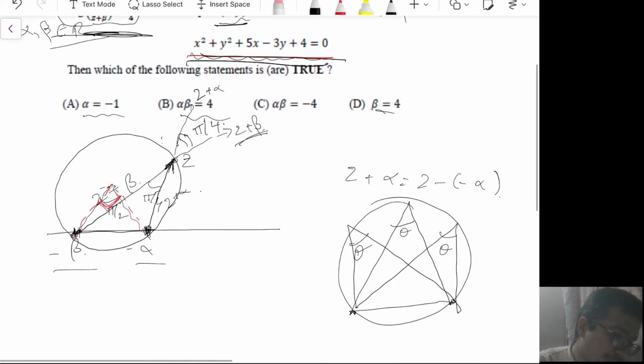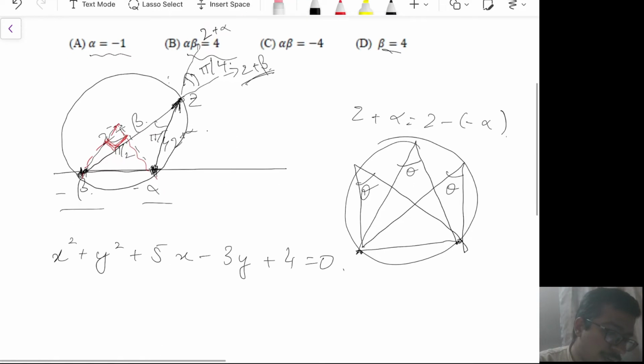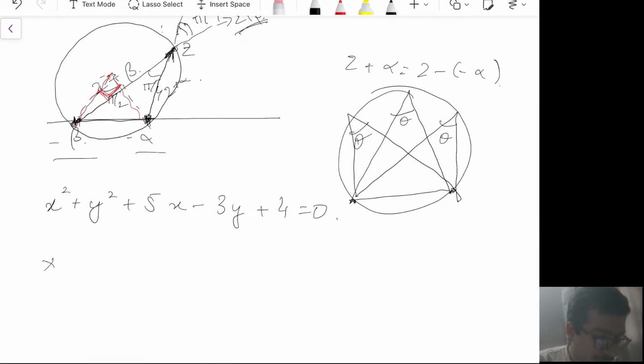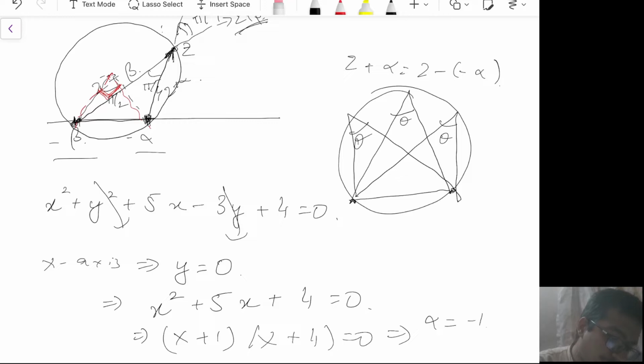So the circle which we are given is x square plus y square plus 5x minus 3y plus 4 equals 0. And we know that the equation of the x-axis is y equals 0, right? So essentially we can just substitute y equals 0, so all these y terms go away, and these points minus alpha and minus beta satisfy the condition that x square plus 5x plus 4 equals 0, which means that x plus 1 times x plus 4 equals 0, or basically x equals minus 1, minus 4, right?